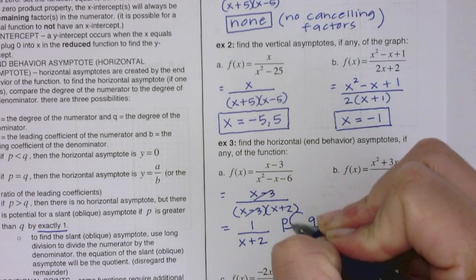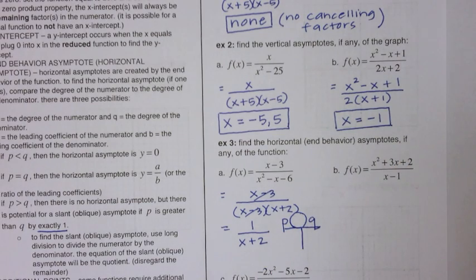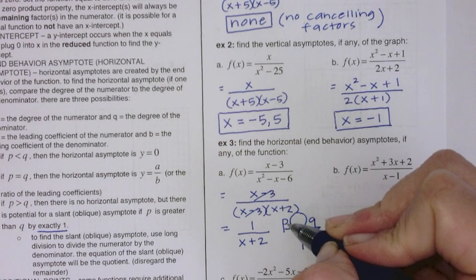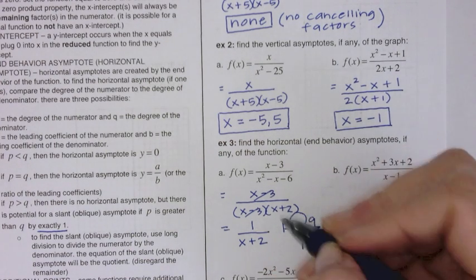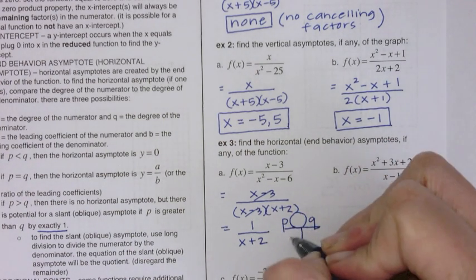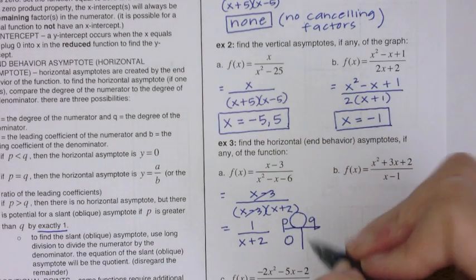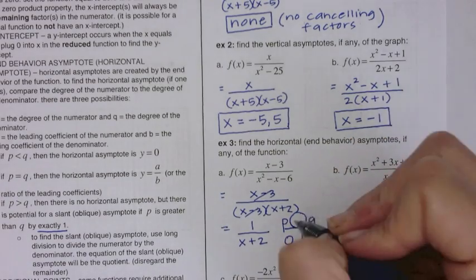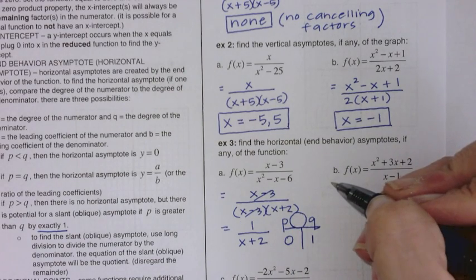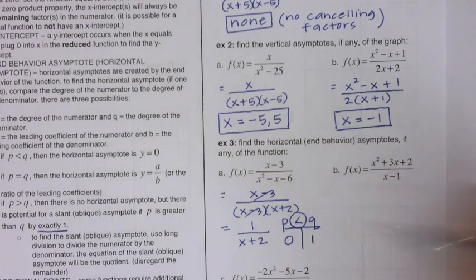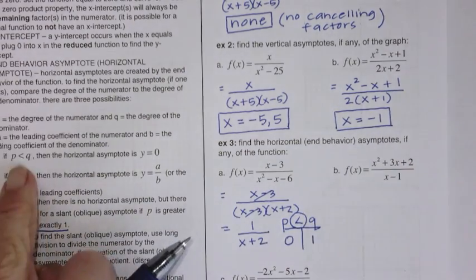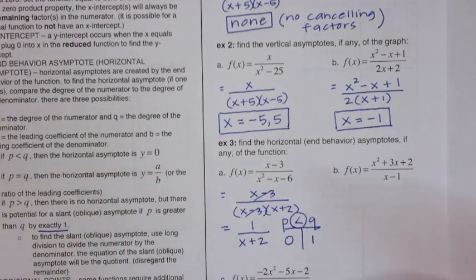So what I've done is come up with this elementary school way of helping you out. So you need the highest power in the numerator. If it's a constant, that would be like x to the 0 power, so the degree is 0. And the highest power of x here is 1. So in this case, we have p is less than q. So if p is less than q, then our asymptote is y equals 0.